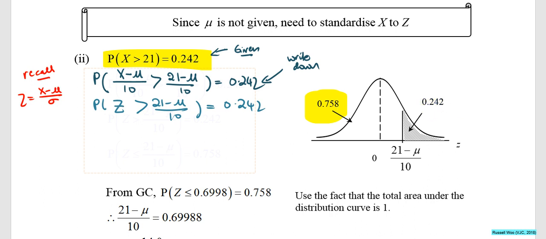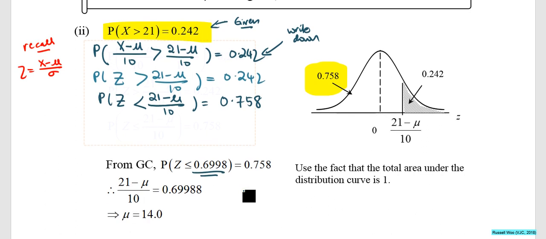You change it to a lower bound area. That means the probability z smaller than 21 minus mu over 10 is equal to 0.758. Then we can use inverse norm to find it. By using GC, you get 0.6998. Then, blah, blah, blah, you will get mu equals 14. Perfect timing. I release you all on time.